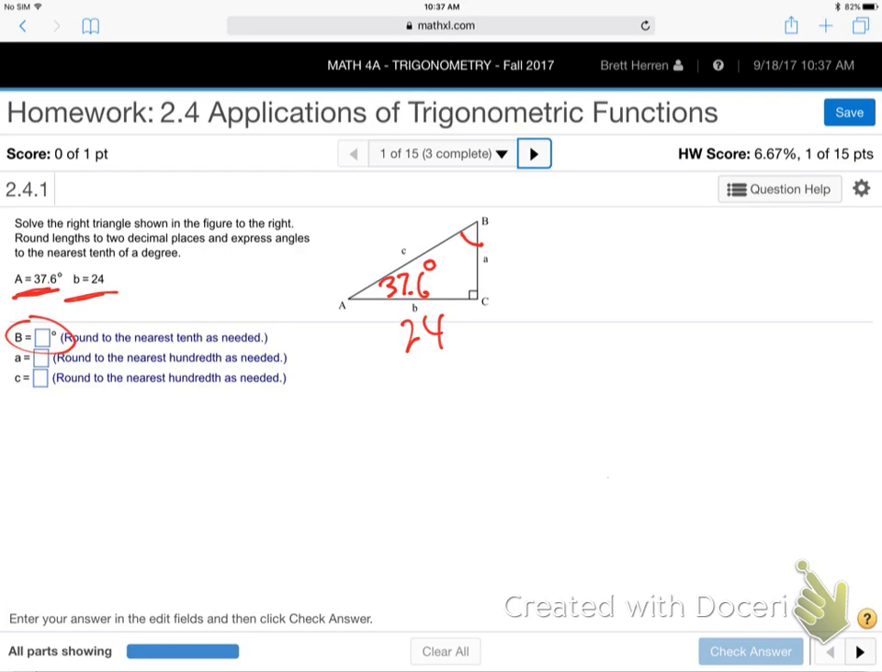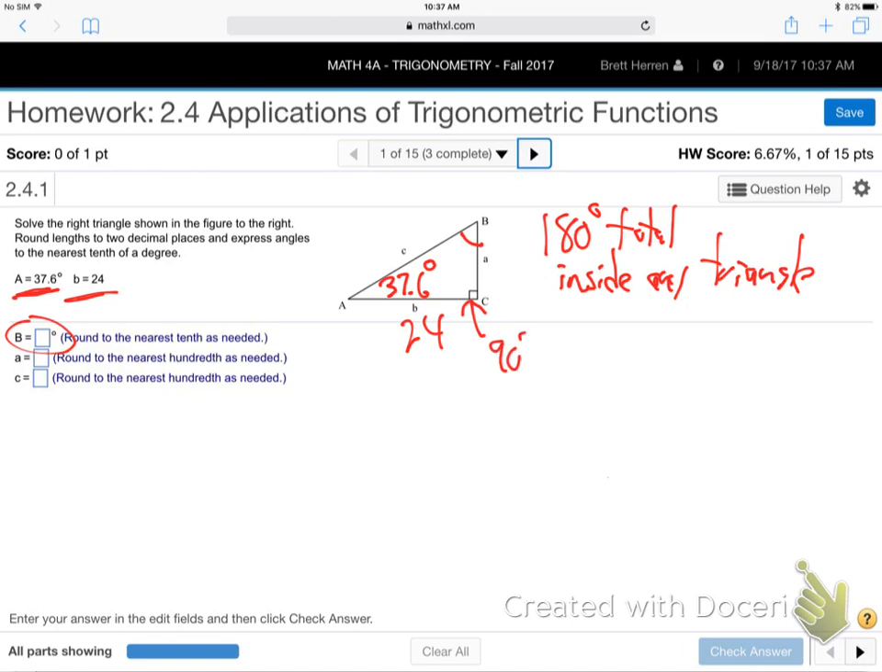90 plus 37.6. Yeah. Every triangle holds 180 total, right? Inside any triangle, any triangle holds 180 total. And when it's got a 90-degree angle already there, that right angle's 90, then the other two have to make 90, don't they? Because there's 90 left. So we have 90 plus 37.6. What's that?